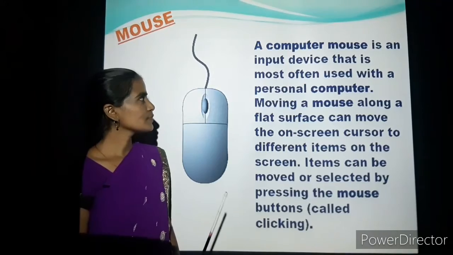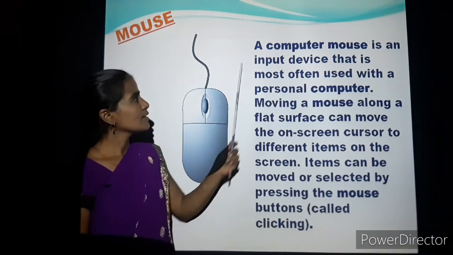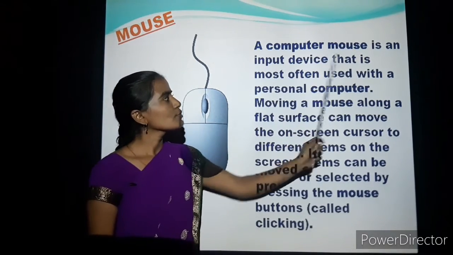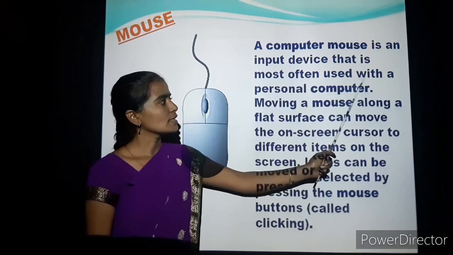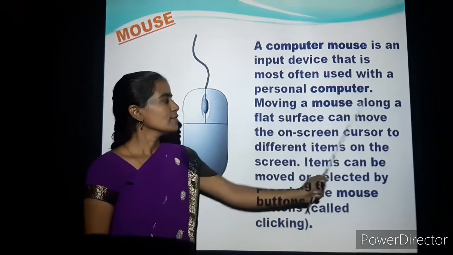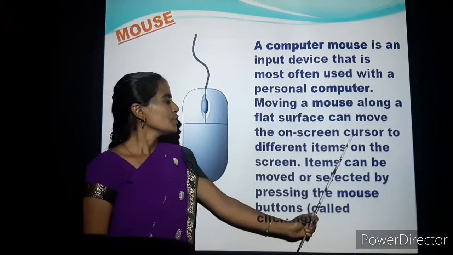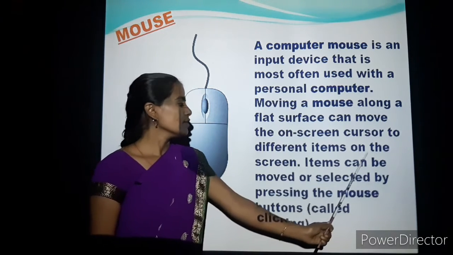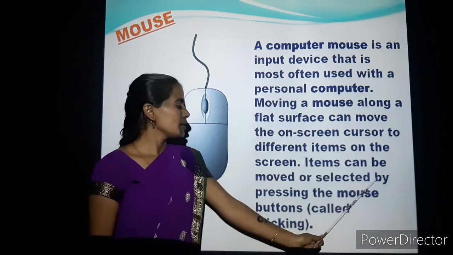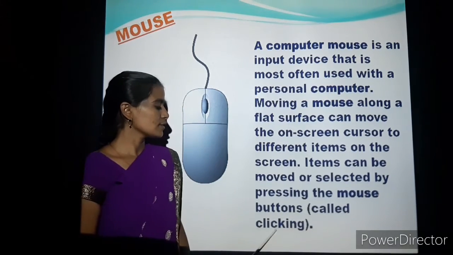Next. Now let us talk about the mouse. A computer mouse is an input device that is most often used with a personal computer. Moving a mouse along a flat surface can move the on-screen cursor to different items on the screen. Items can be moved or selected by pressing the mouse buttons, called clicking.